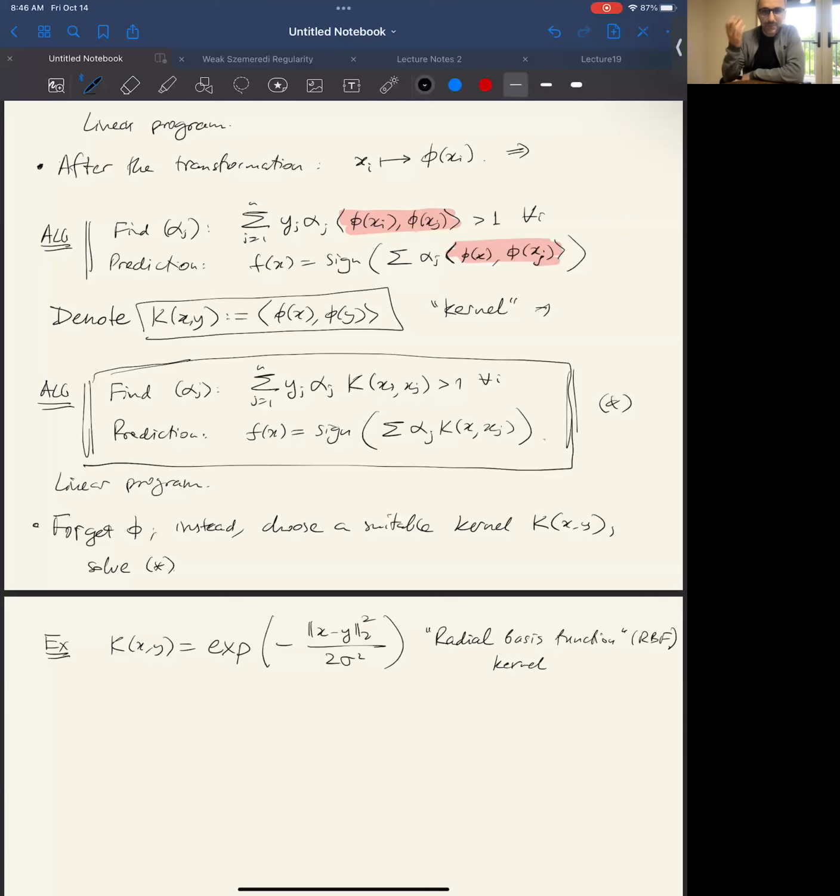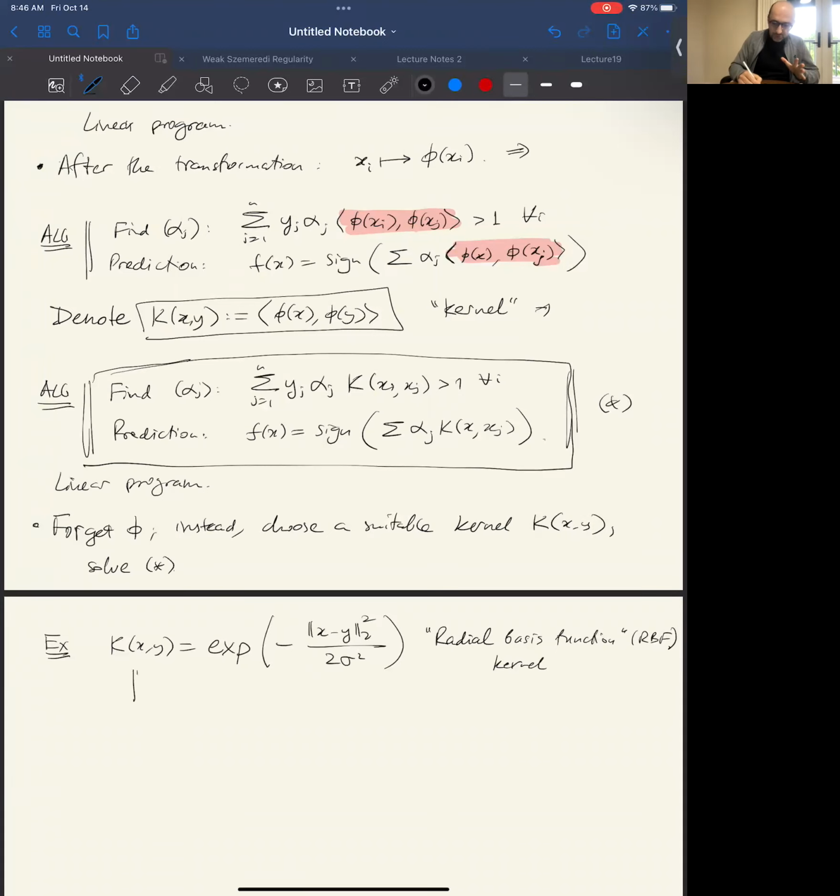And it's still linear. The beauty of this is that it's still a linear program. We're making a very, very nonlinear transformation. We don't need to know that transformation. We don't even need to guess it. And we're solving the linear program. It works like a miracle. It's magic.